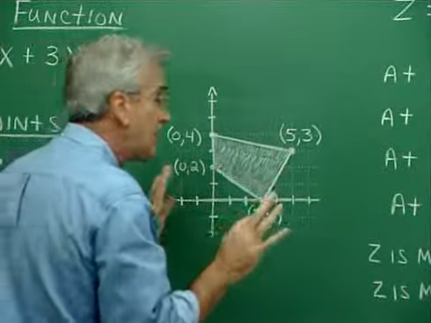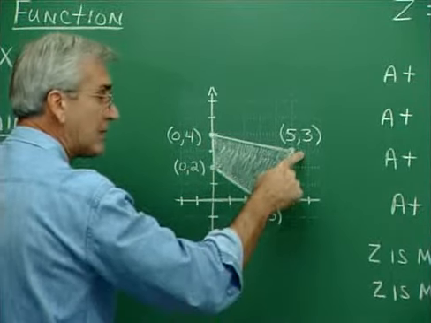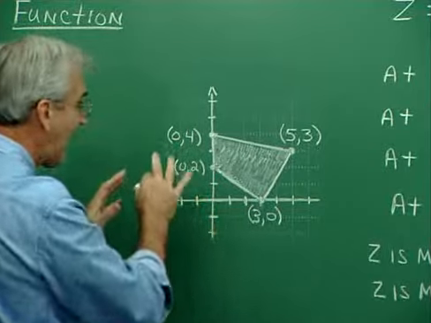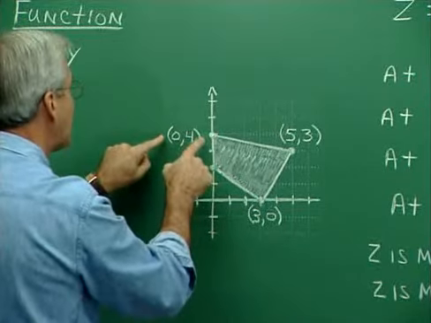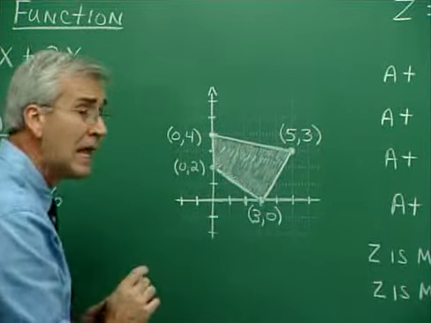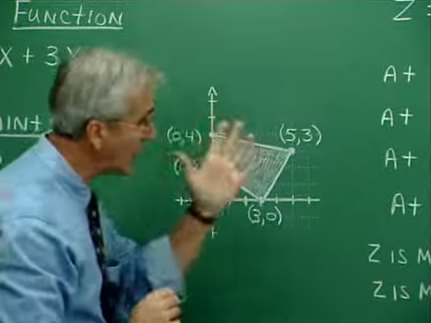All right, so here's what we have to do. We have to identify the coordinates of the vertices, and then we have to evaluate our objective function at those values. So we identify this vertex point at (0, 4), and this one at (0, 2), and this one at (3, 0), and this one at (5, 3). And then we evaluate the function at all of those points, like this.